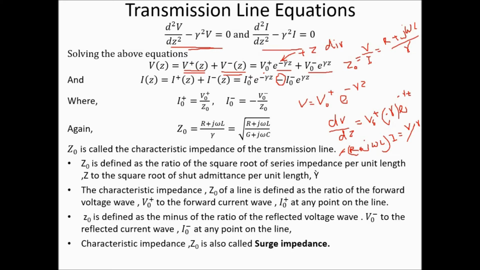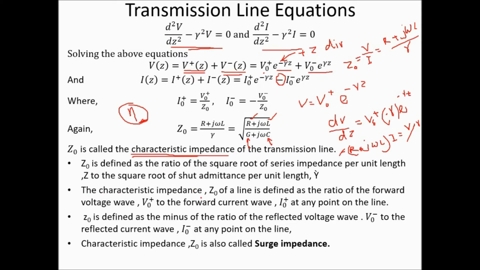And if you substitute gamma that we have obtained before, gamma equal to square root of R plus j omega L times G plus j omega C, you will come up with this expression. So now Z0 is called the characteristic impedance of the transmission line. We found intrinsic impedance like this formula for some other material, like for free space or intrinsic dielectric material. Now we are using G, the shunt admittance or conductance, and capacitive susceptance for the dielectric material. So that's defined as Z naught.